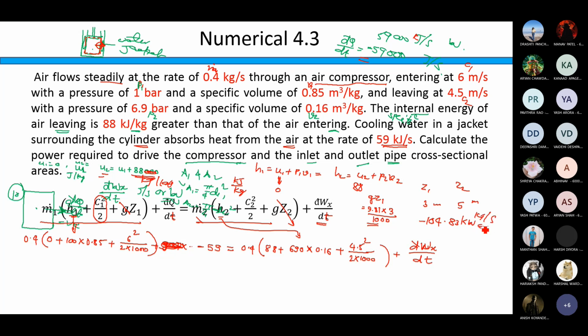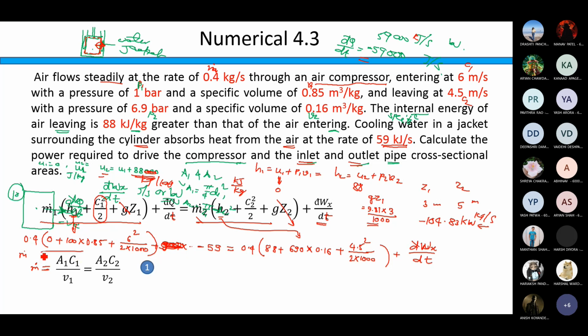Yes. Now, apart from this, you have to find out the cross-section area at the inlet and outlet, meaning A1 and A2. Now we know by the mass conservation equation, we have derived this. See, mass flow rate m dot is constant for this steady flow device. So you can write A1 C1 by specific volume V1 is equal to A2 C2 by specific volume V2. So we know this equation.